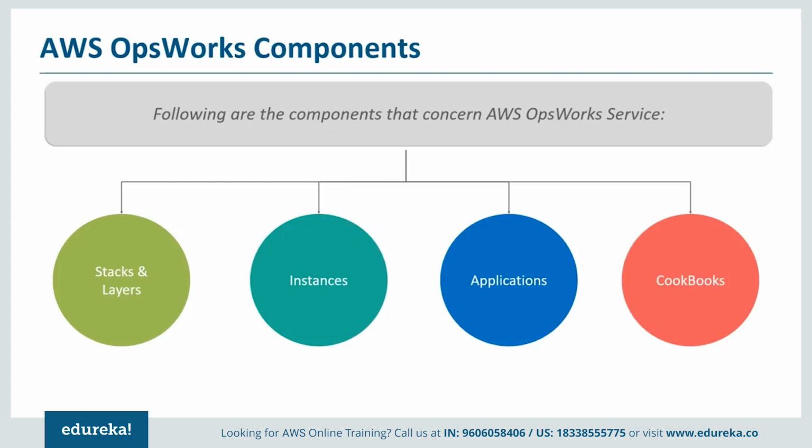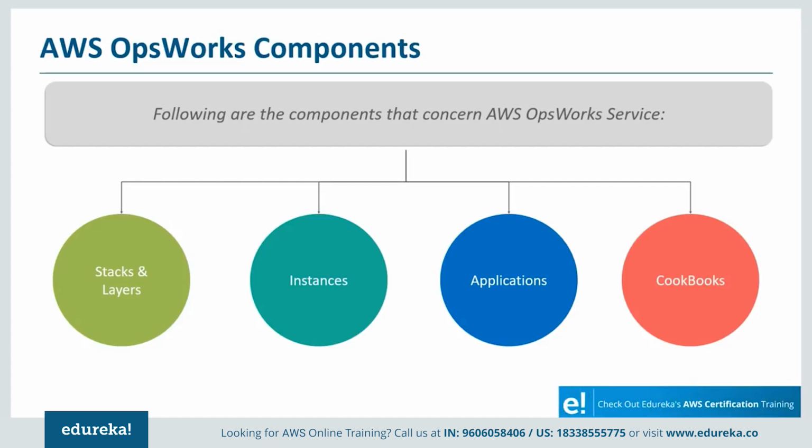Just like our normal routine cooking practice, a cookbook would have a number of recipes, and each recipe would tell you what different dish to cook. If you apply this logic to OpsWorks, or to the configuration process, that is what recipes and cookbooks would be like.